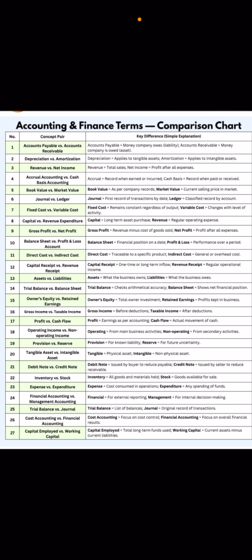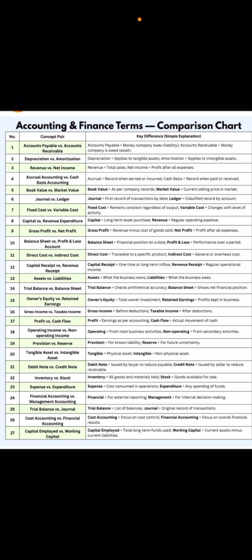Next concept, book value versus market value. Book value is the value written in the company's books, and market value is the price. Market value means the price people are ready to pay in the market. Book value is as per the company's records and market value is the current selling price in the market.